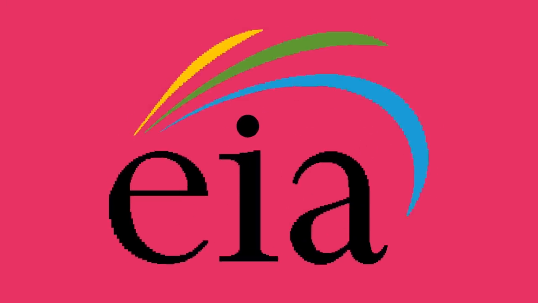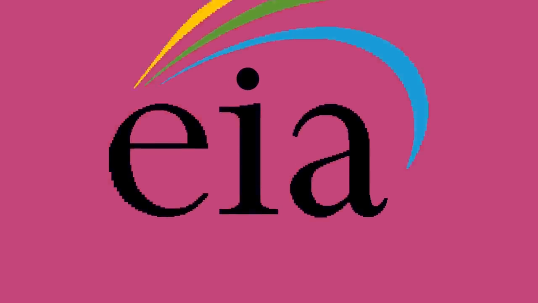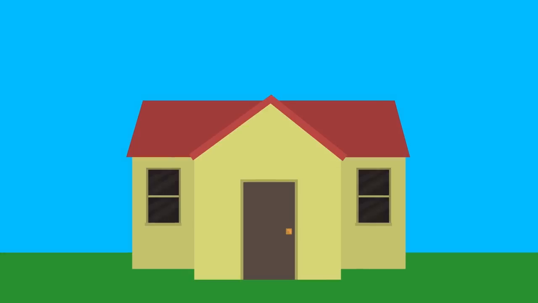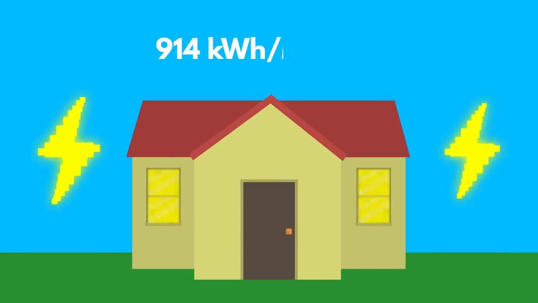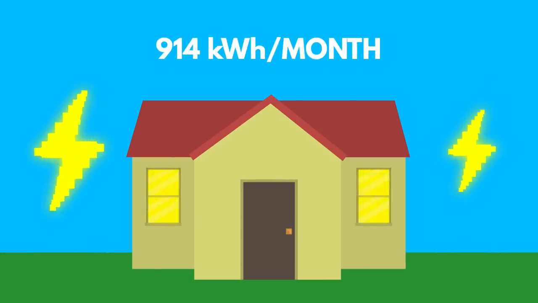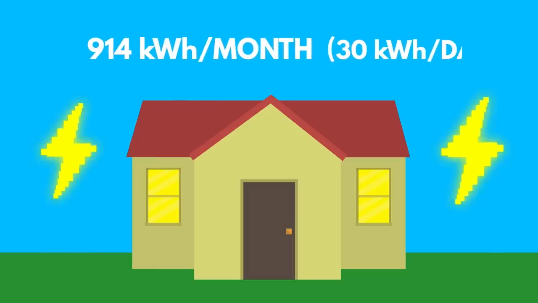According to the U.S. Energy Information Administration, the average American household used an average of a little over 914 kilowatt-hours per month in 2018, or around 30 kilowatt-hours per day.